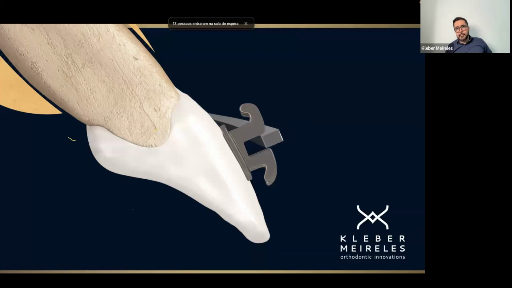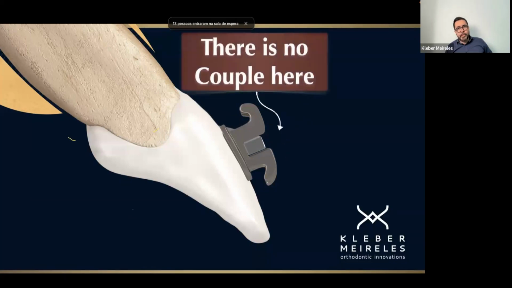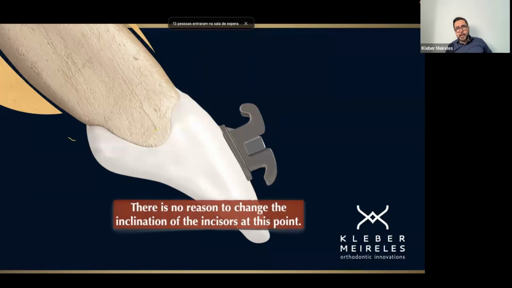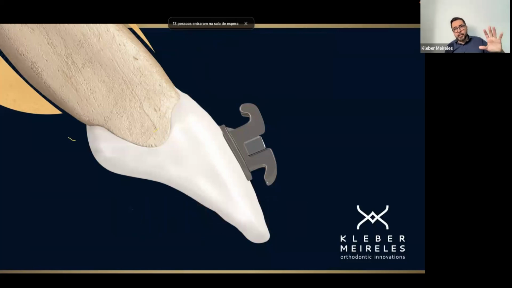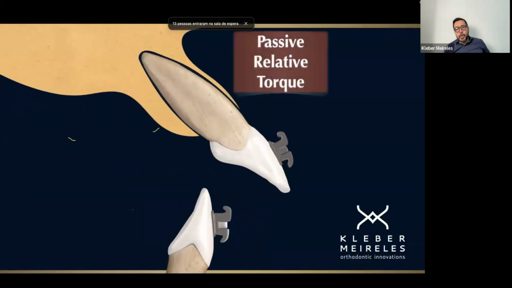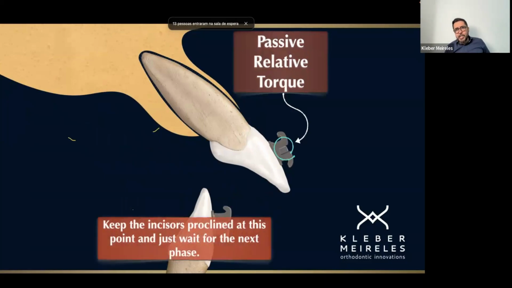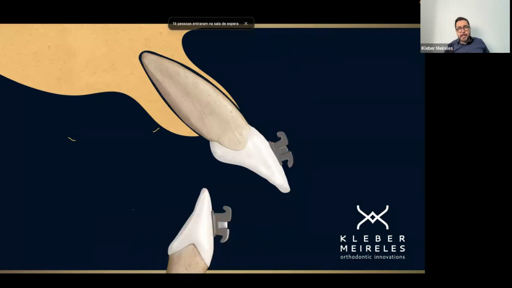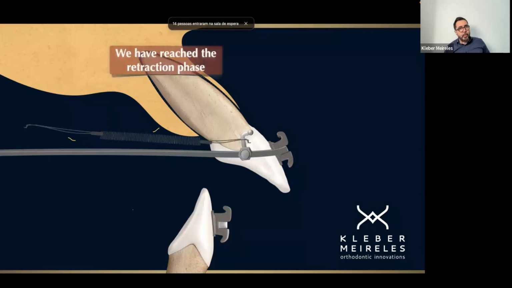And then you see no couple. There's no couple here. And there is no reason to change the inclination of the incisors at this point. You are just doing the leveling and alignment of the arches, okay? You're not trying to do the retraction. Now we are doing the retraction with a passive torque, 1925, the same, I always do the same way, 1925. Why is that? More stiffness and more possibility of controlling the movement, okay?